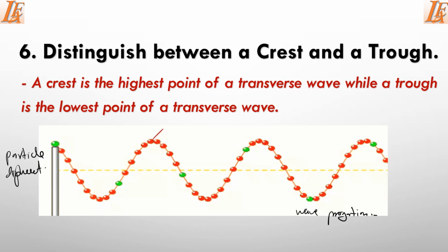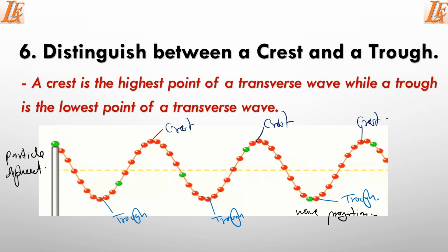Therefore, the highest point, this one here, is what we call a crest. This one is also a crest, and this one is a crest. And then the lowest point is what we call a trough. This one is a trough. This one is also a trough, and you can also call this one a trough. So a crest is the highest point of a transverse wave, while a trough is the lowest point of a transverse wave.